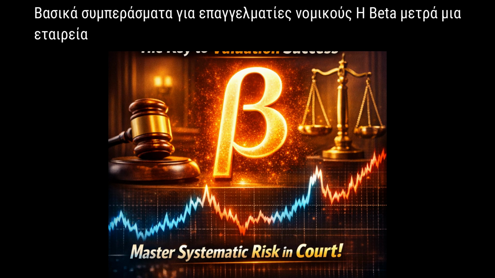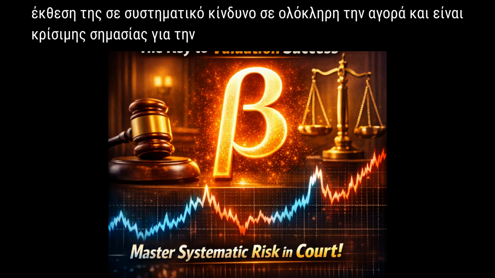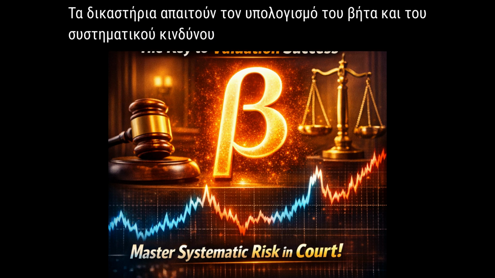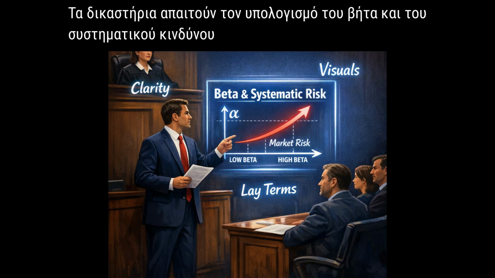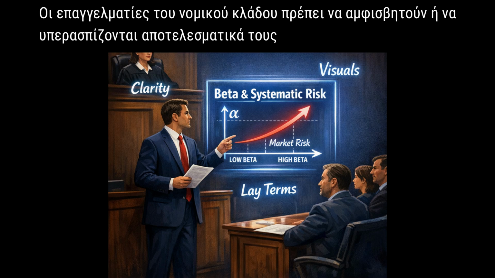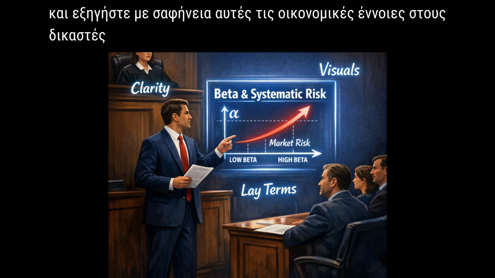Key takeaways for legal professionals. Beta measures a company's exposure to market-wide, systematic risk and is critical in business valuation and damages calculations. Courts require beta and systematic risk to be calculated using transparent, objective, and standard methodologies. Legal professionals must effectively challenge or defend expert testimony and clearly explain these financial concepts to judges and juries.